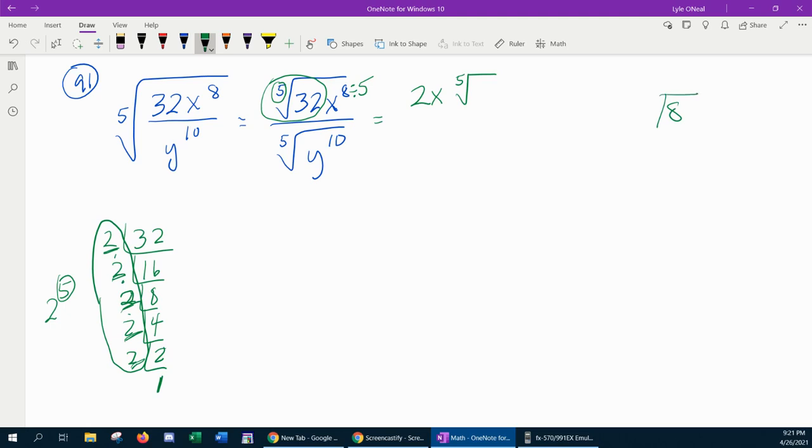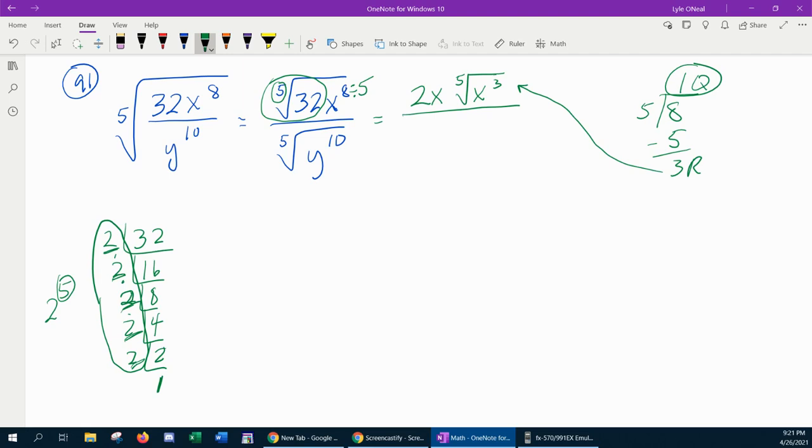I'll show that. 8 divided by 5. 1 times 5 is 5. 6, 7, 8. Remainder of 3 means that we're going to have 3 x's left over. X to the 3rd left under the radical. The quotient is the exponent outside, and you don't have to write an exponent of 1. The remainder is the exponent inside.